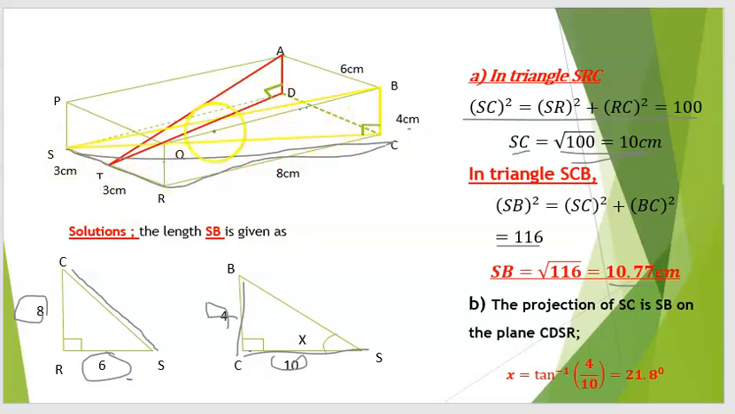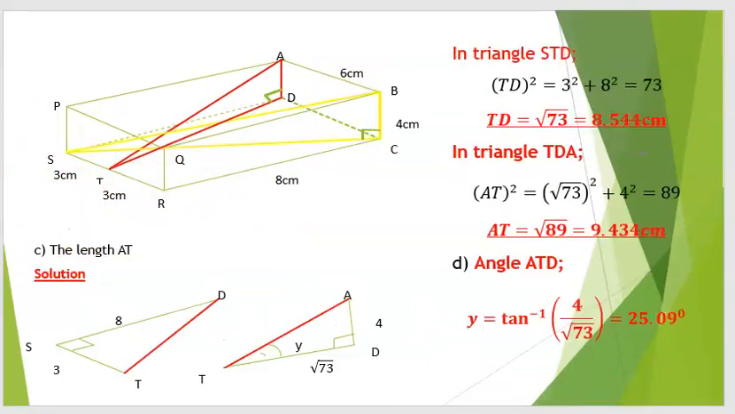Now, we are also required to find the angle between the line SB and the plane SRCD. Remember, the projection of SB is SC. Therefore, the angle required is this angle X, the angle between BS and its projection. For this case, the opposite is 4 and the adjacent is 10. Therefore, I am applying the tan ratio, so X equals tan inverse of 4 over 10, which I'm getting as 21.8 degrees.